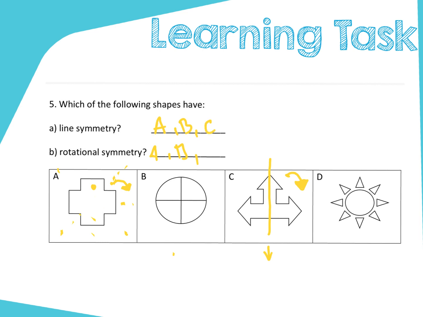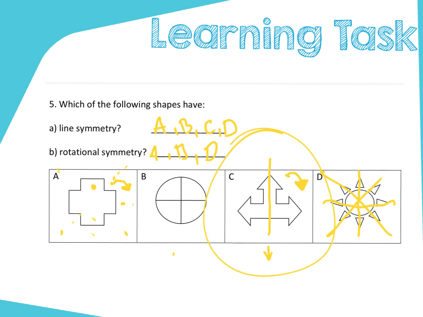Finally, the shape at the very end, if I was to rotate this shape 180 degrees or more, it will always look the same. So shape D has line symmetry, because if I draw a line through here, or a line through here, or a line through here, it all has lines of symmetry. So the only shape that doesn't have rotational symmetry is C.